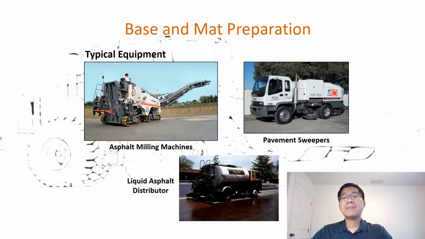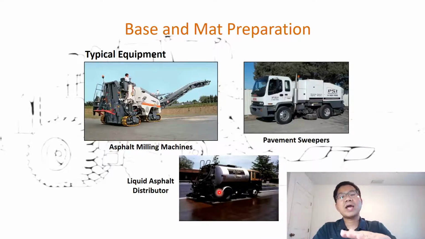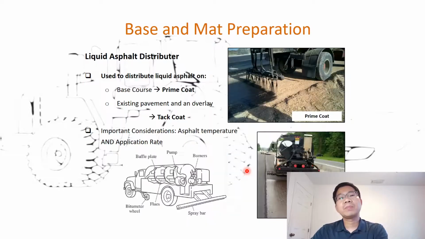We also need to clean the surface before we pave, and that is done with pavement sweepers, and we also need to connect the old layer of the asphalt or the base course to the top. We need a liquid asphalt distributor so that we have a good connection, good bonding between the layers of the asphalt, and that's shown in the equipment here. So with that, to prepare, how can we do that?